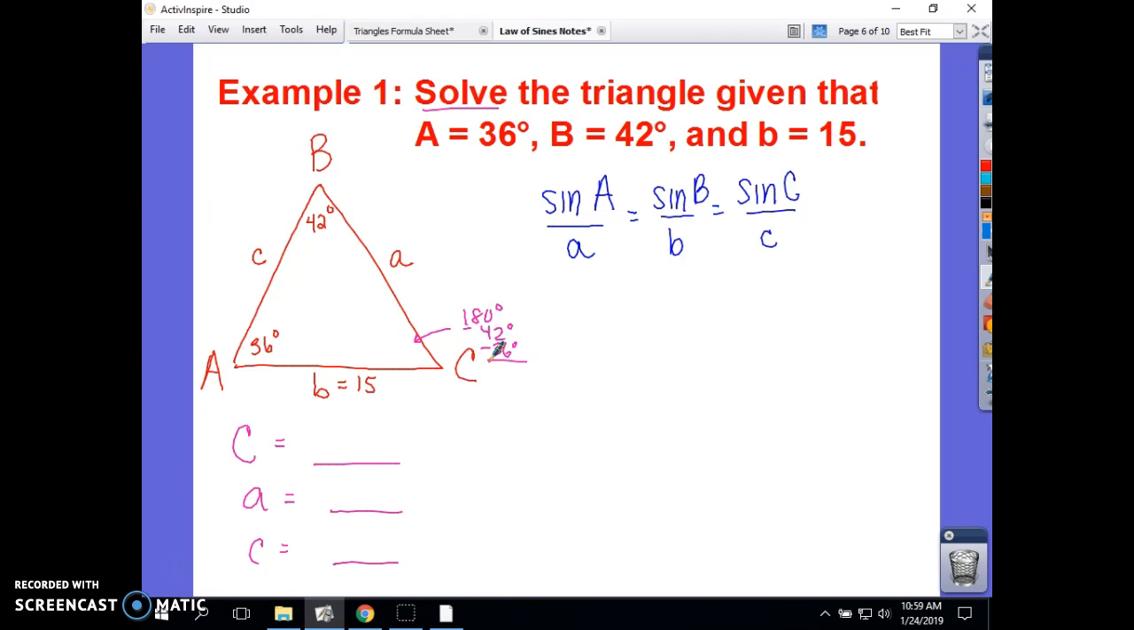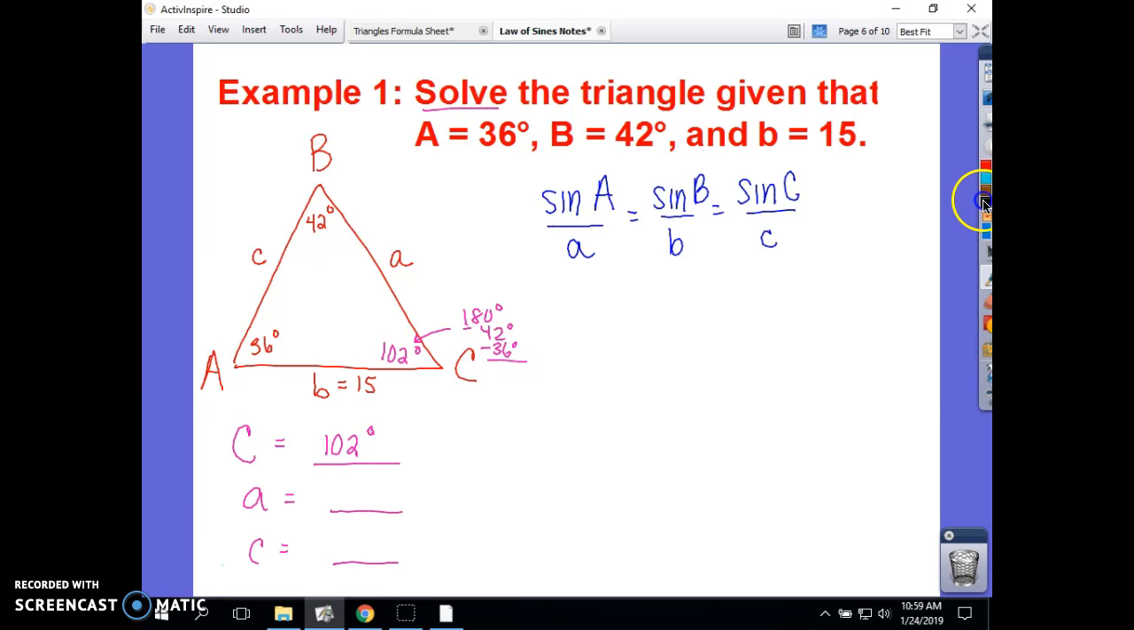So when we do that, we get 102 degrees. So angle C is 102 degrees. So you always need to find that missing angle first, okay? Now we're going to move on to the missing sides, little a, little c. Okay, that's where we're going to use our law of sines.